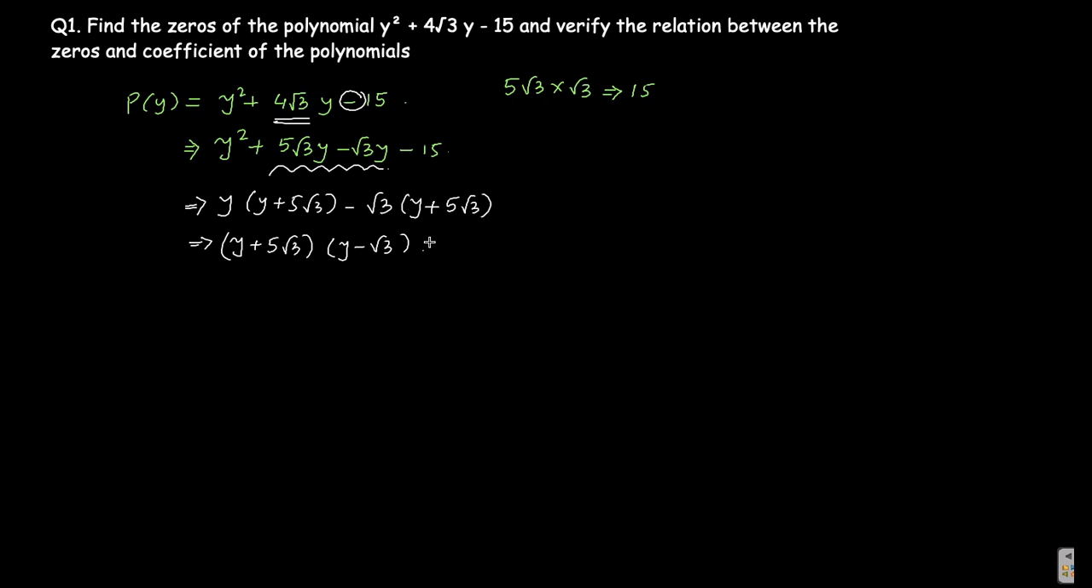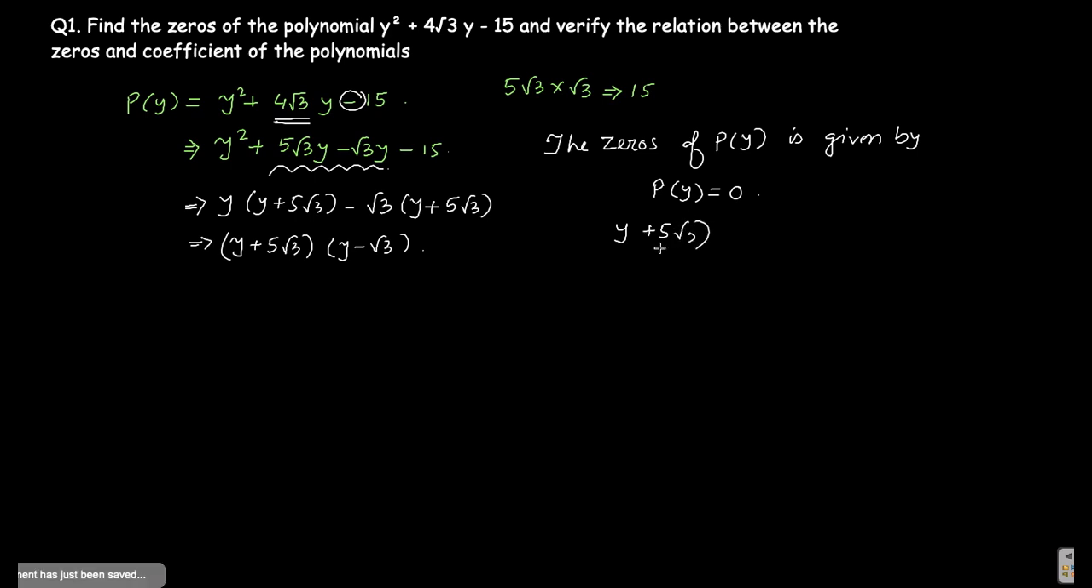This is the expression of the polynomial. That means that is the simplest form of the polynomial. That means now we have to find out the zeros. So let us write the zeros of p(y) is given by p(y) becomes 0. We have to find out the zeros. What is p(y)? It is (y + 5√3)(y − √3) equal to 0.